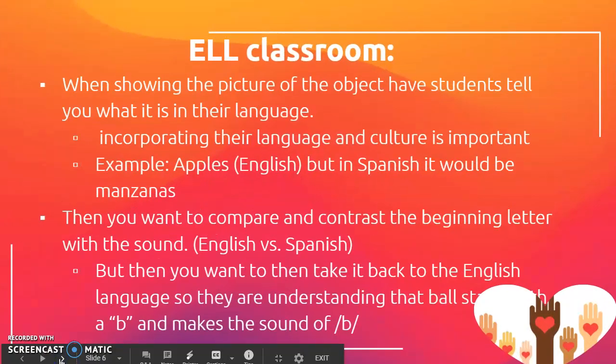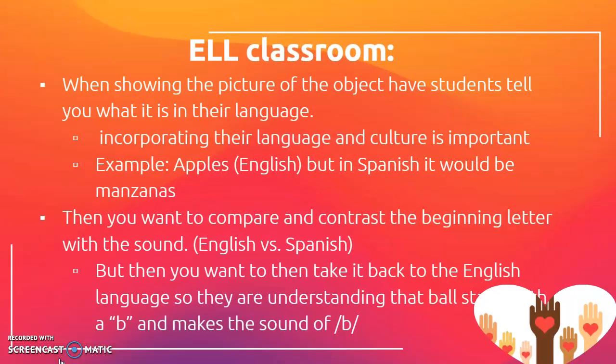Also, this lesson can definitely be incorporated in an ELL classroom. When you're showing this object to your classroom, you can have the students who are native speakers share, if they want to, what that object is called in their language. I think this is very important because you're incorporating their language and culture into this lesson as well.